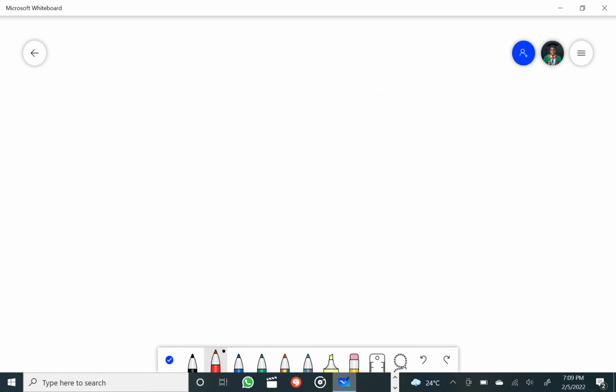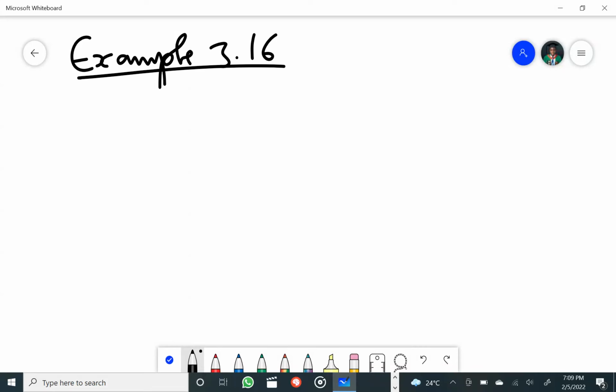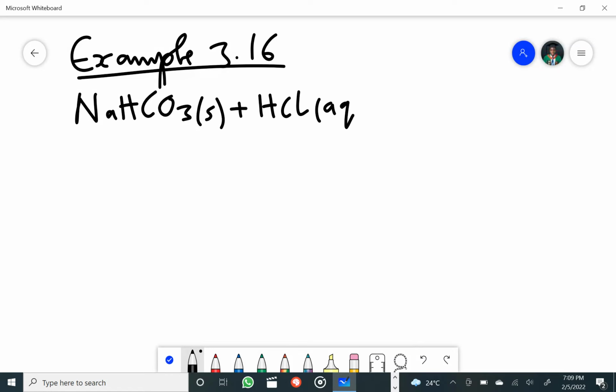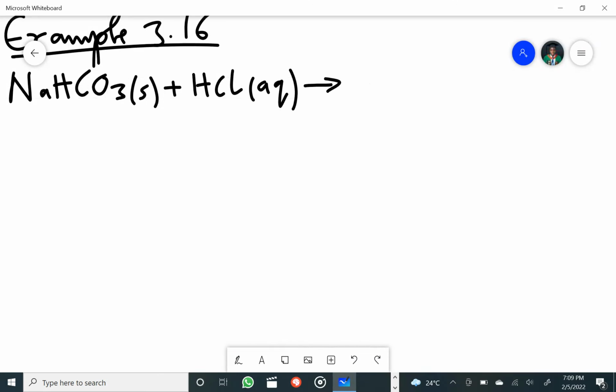So what we are having is, so this is the example. This is example 3.16, right? Okay. So the equation that we have for sodium hydrogen carbonate is this, plus hydrochloric acid. So remember, what did we say you have to do first for these things? You first want to, of course, check that the equation is balanced before you start your calculations, right?